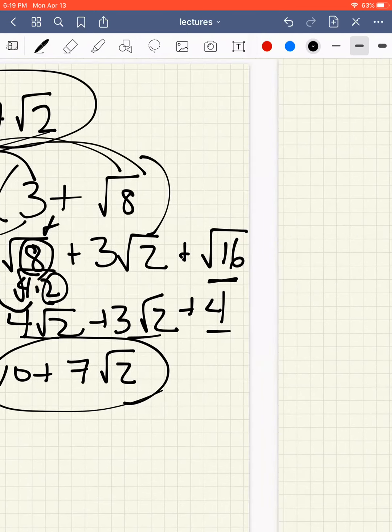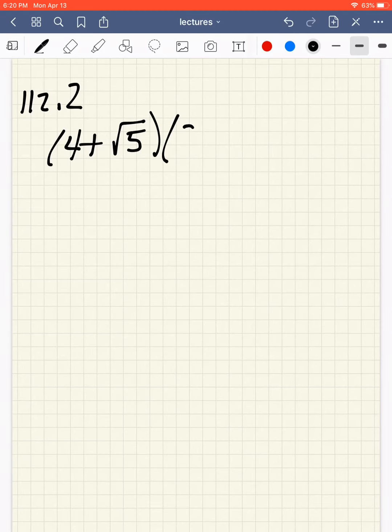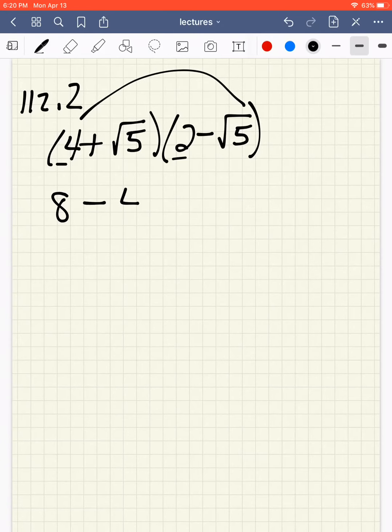Alright, moving to the next one. We have 4 plus the square root of 5 times 2 minus the square root of 5. Alright, so we're just simply going to use FOIL. 4 times 2 is 8. Outer is minus 4 square root of 5. Don't forget that sign right here. It goes with the square root of 5.